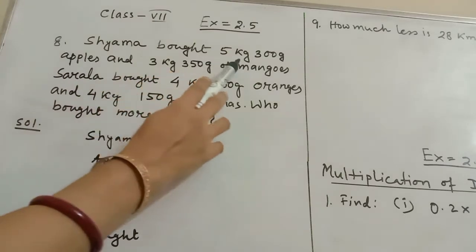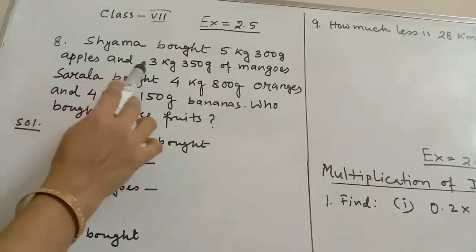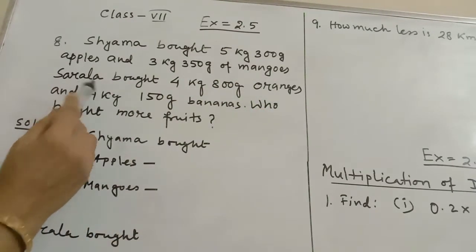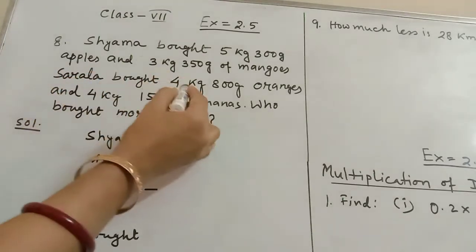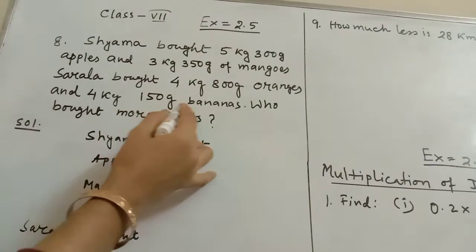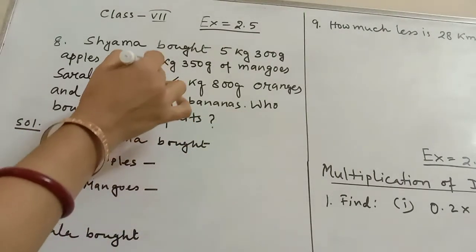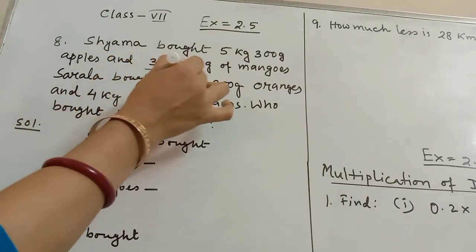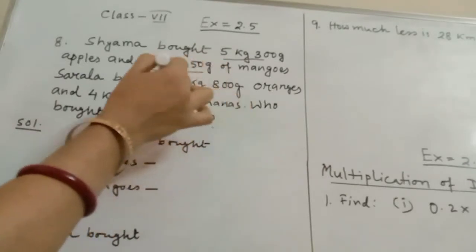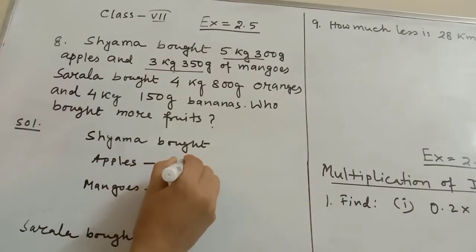Shama bought 5 kg 300 grams of apples and 3 kg 350 grams of mangoes. Sarala bought 4 kg 800 grams of oranges and 4 kg 150 grams of bananas. Who bought more fruits? That means the measurements are given for apples and mangoes, and you need to add.